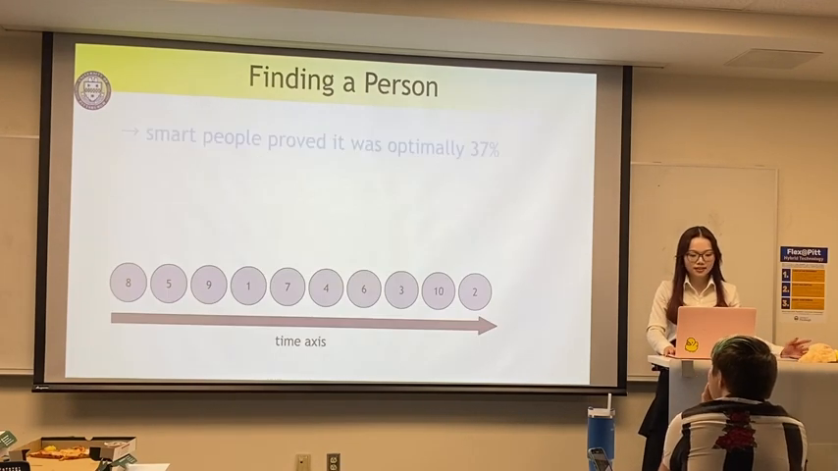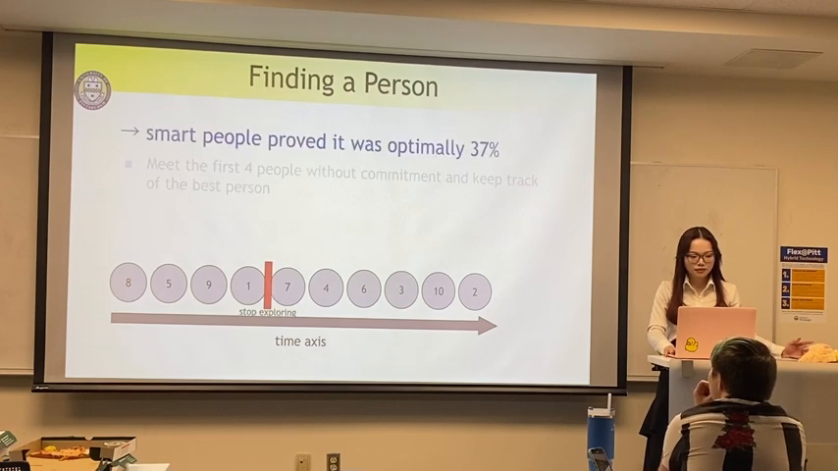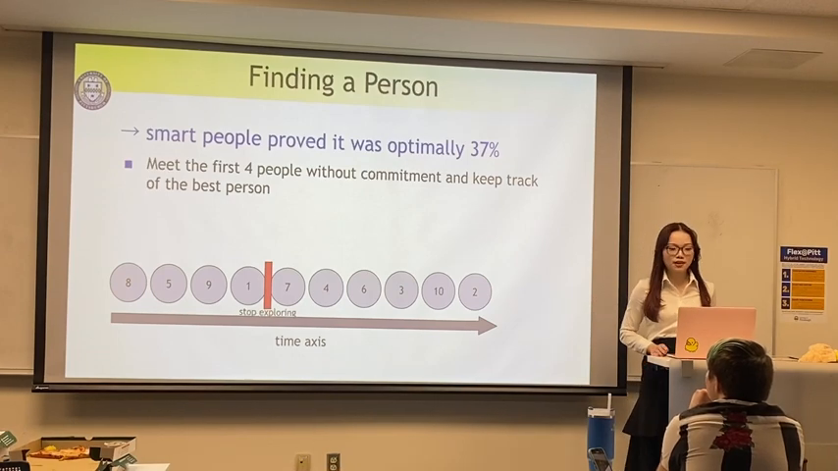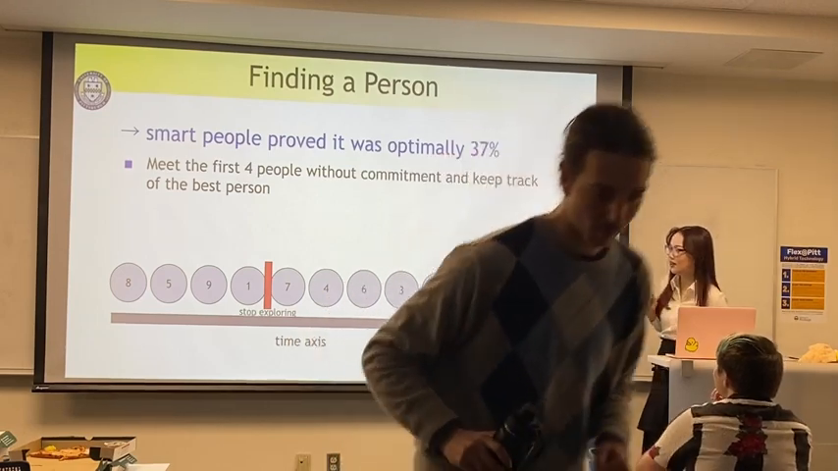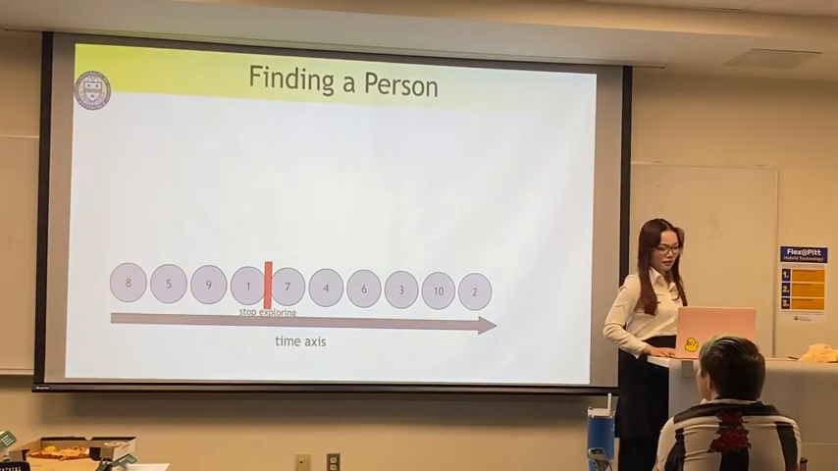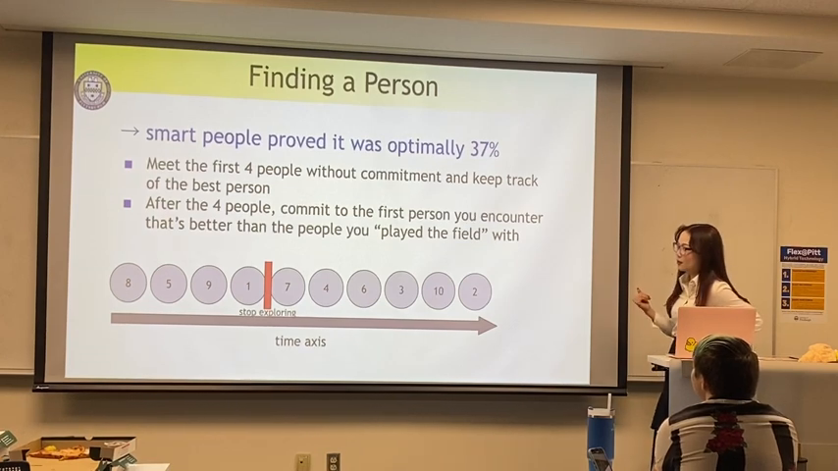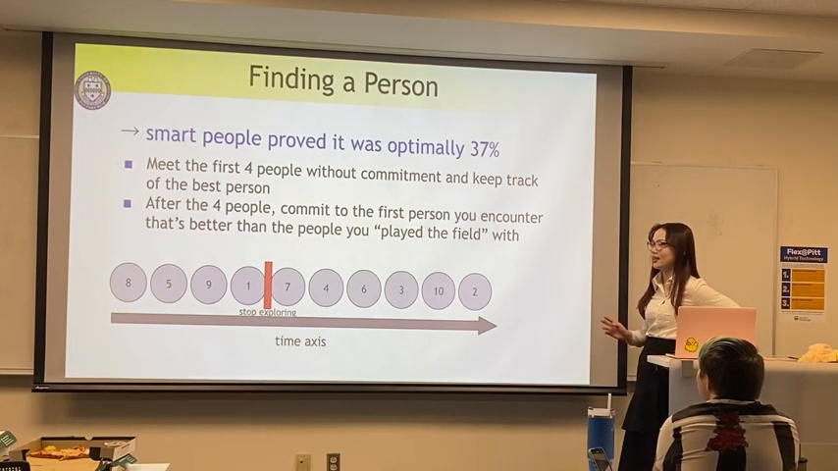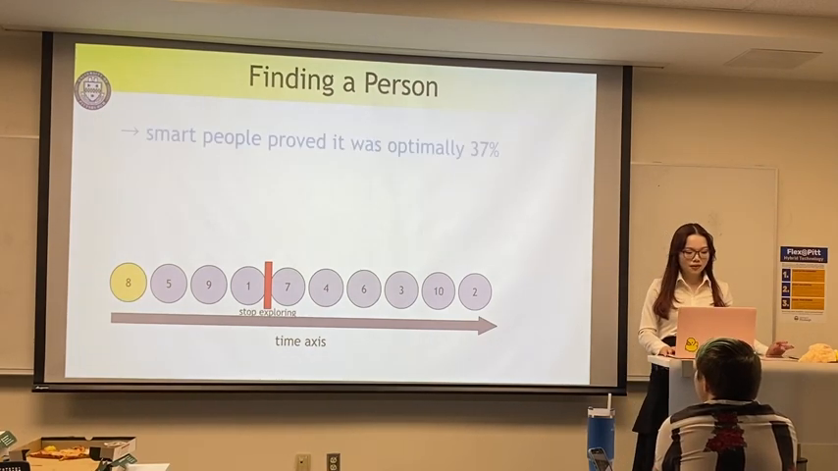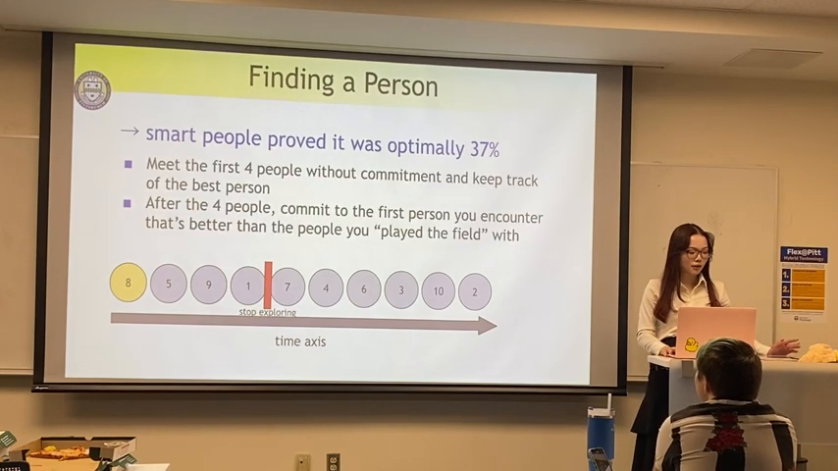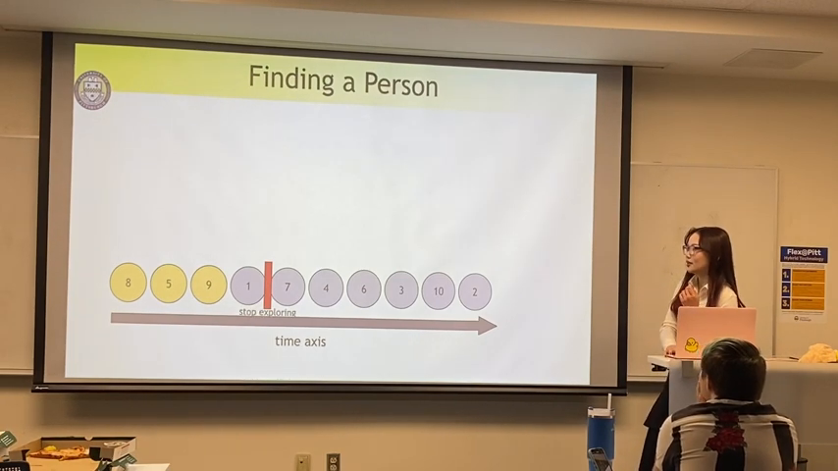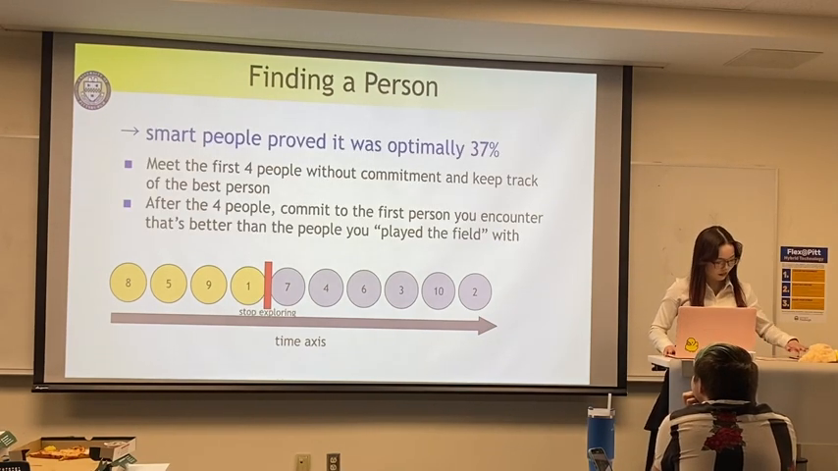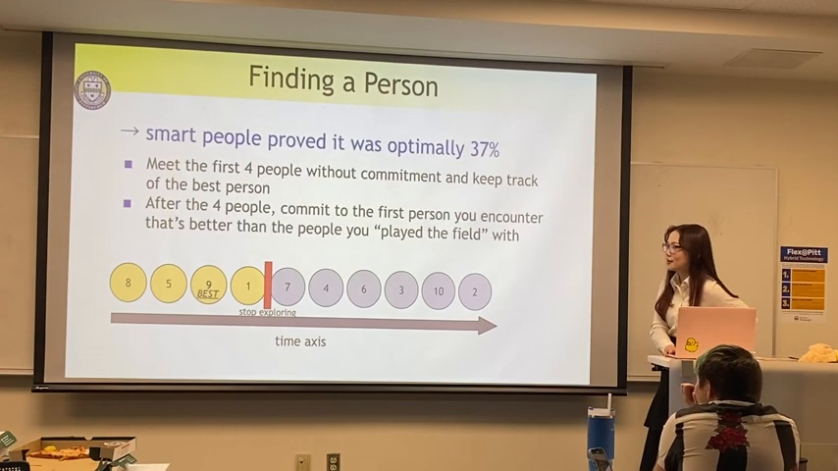What this means is that for the first 4 people, you want to just vibe with them without making a commitment and keep track of the best person. In our case, it'll be the 3rd person, the 9. And after the 4 people, the first person you encounter that's better than the best person that you met in the first 37% that you played the field with, you commit to. Okay, and so first you go through number 8, record that, number 5, number 9, number 1, and once you get here, you stop and mark the best person. Number 9 was the best person, so let's just keep that in track.